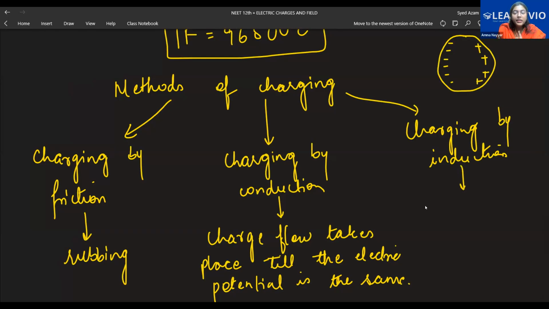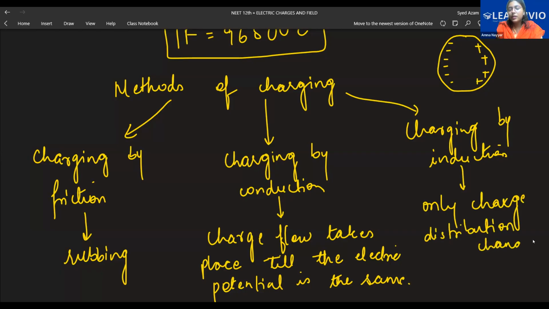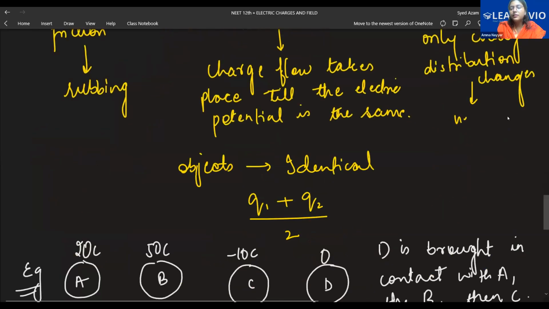But remember one thing, here no transfer has occurred. In charging by induction, there isn't any transfer, that we have not transferred the negative charge somewhere or the positive. It's just that this is only redistribution. Charges have aligned themselves in this manner. So this is important to know. Only charge distribution changes. The net charge will still be the same.